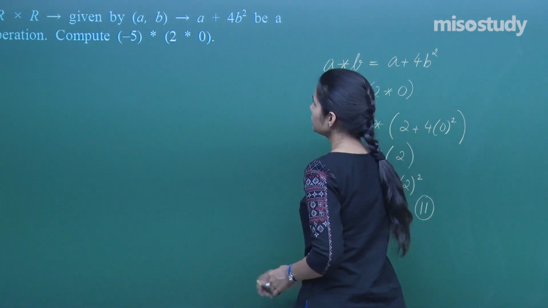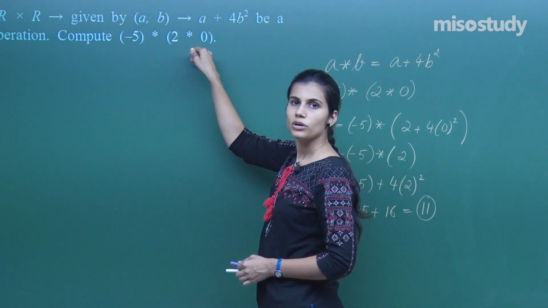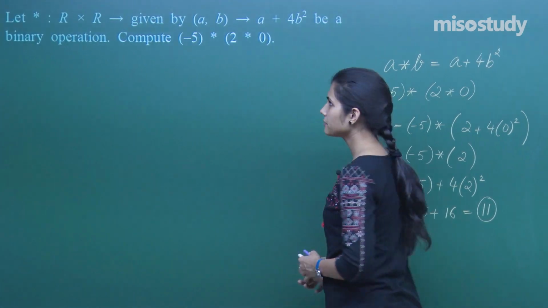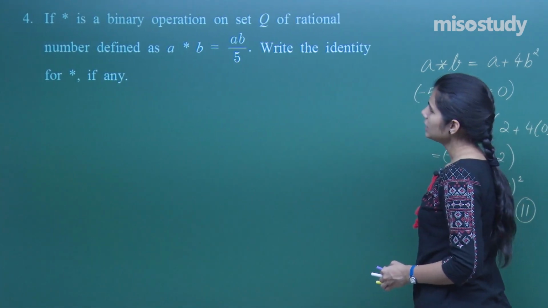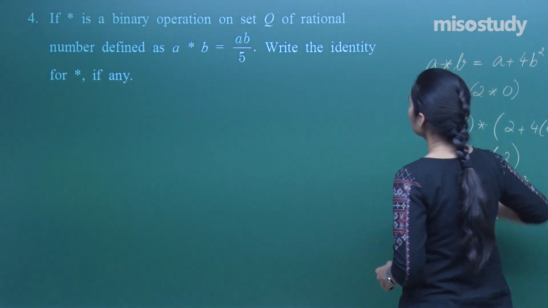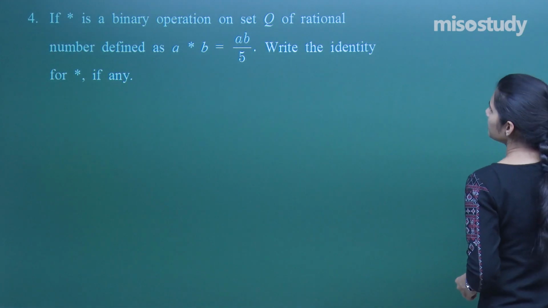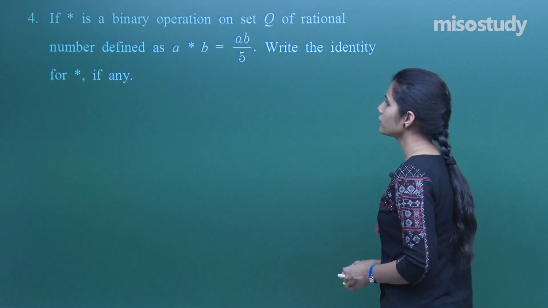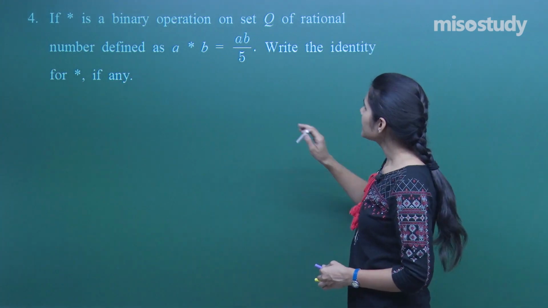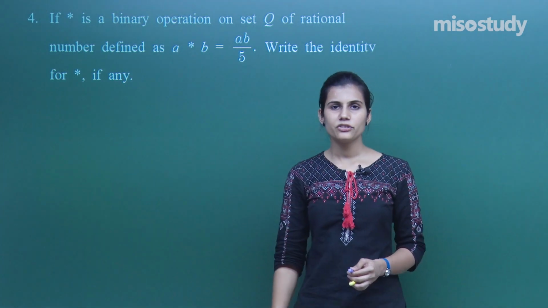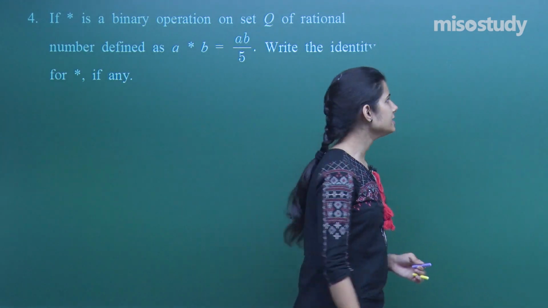So when you operate minus 5 star 2 star 0, the one single real number which pops up as the answer is 11. Next question. If star is a binary operation on the set Q of rational numbers defined as A star B as AB by 5, write the identity element for star if any. Now they are already saying that this is a binary operation, so you don't need to verify it. Under this binary operation you need to talk about the existence of the identity element.